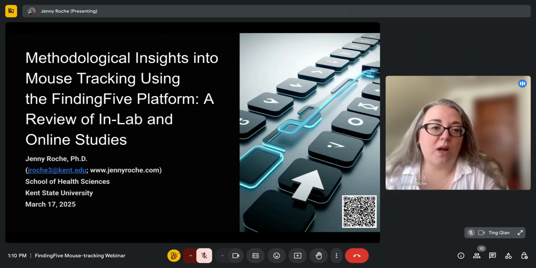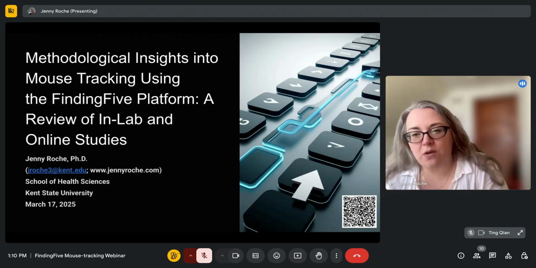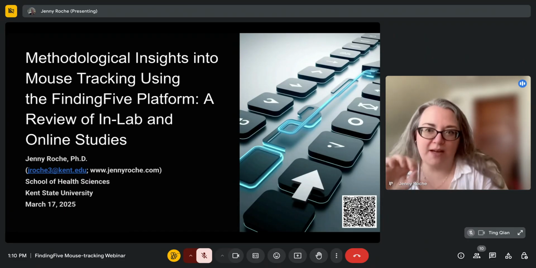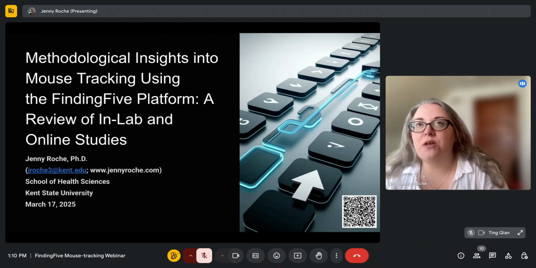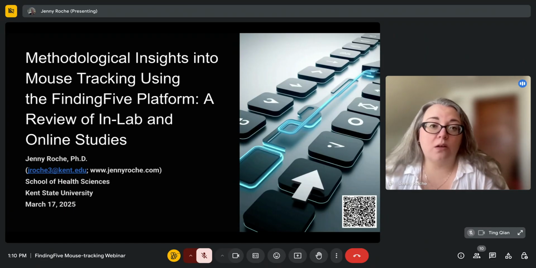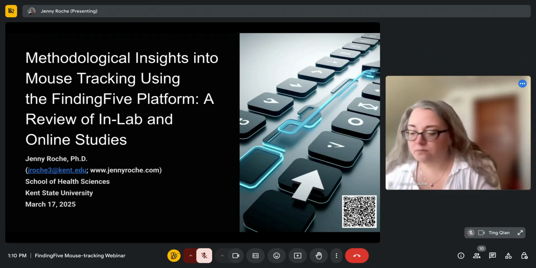What I'm going to do is give you a little bit of background, very light theoretical background, on the theoretical underpinnings of mouse tracking. Then I'm going to show you a little bit of data from the lab. And then I'm going to talk a little bit about some of the methodological considerations that you have to make when you're programming studies in Finding Five, specifically for mouse tracking.